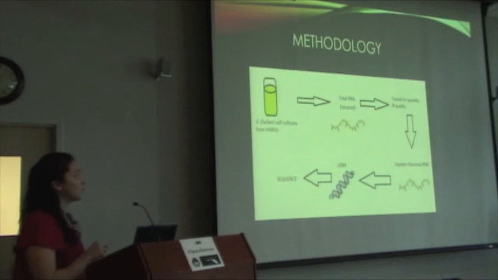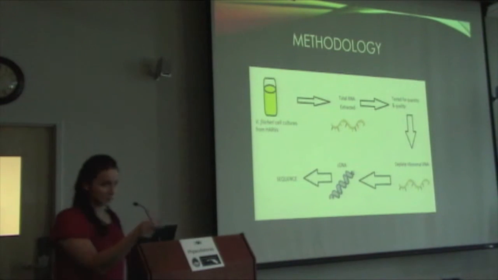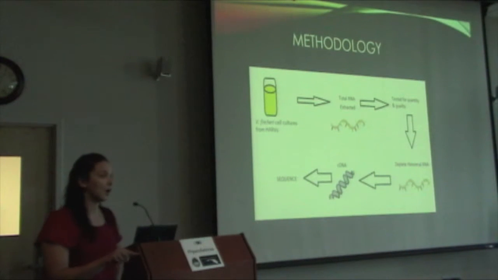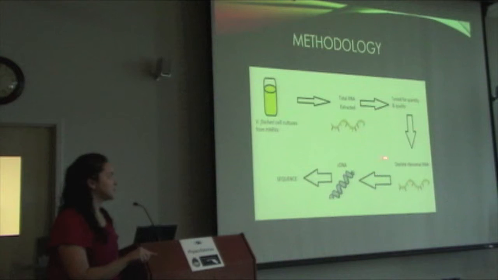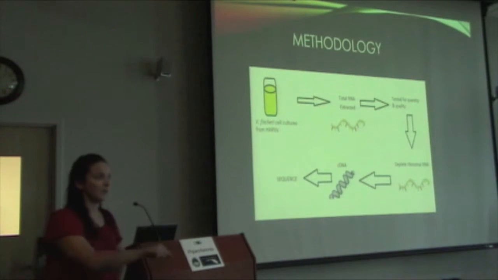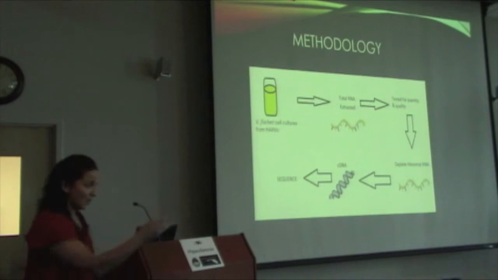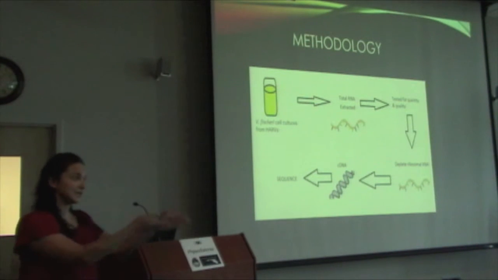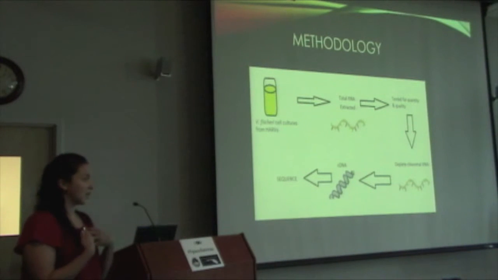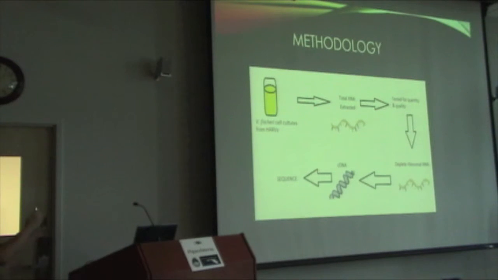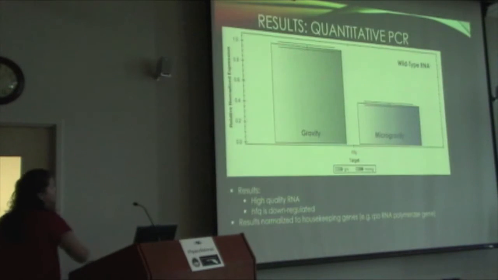We then test it for both quality and quantity, and I'll talk about how we did that later on. We deplete it of the ribosomal RNA. We're not interested in the ribosomal RNA because we want the message. We want the messenger RNA. Then we convert it to cDNA, so we go from single-stranded back to double-stranded. Then we sequence it, just like Fernando will eventually do, but he's interested in the metagenome, and we are interested in the transcriptome: what's happening at that very moment under microgravity and gravity conditions.